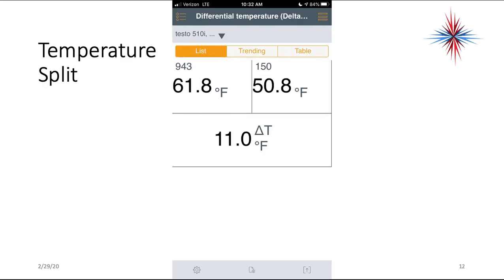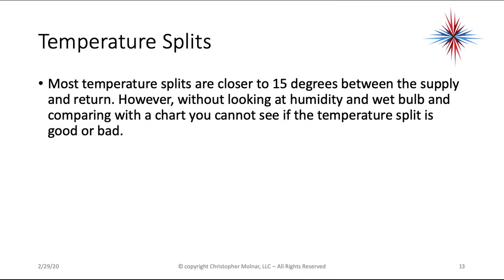So what we hope to gain out of this is a temperature split. You have your return air temperature, in this case 61.8, and your supply air temperature, in this case, 50.8. Delta T is 11. That's the difference between the supply and return temperatures. Most temperature splits are closer to 15 degrees between the supply and return.